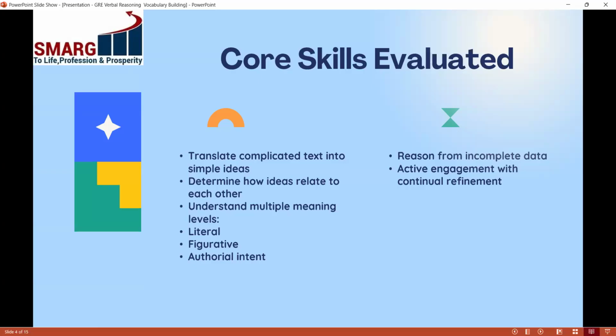The first point, we have already discussed at length: you have to translate complicated text into simple ideas. For this, I have already told you to start with paraphrasing. Paraphrasing is essentially taking an already published thing and rewriting it in your own words. This is a practice you can do in general as well. Just take any random passage from somewhere and see if you're able to paraphrase it. The moment you start to do that, you'll be able to do this particular translation. Then, determine how ideas relate to each other.